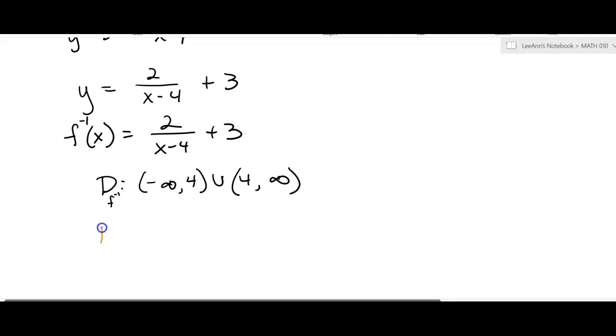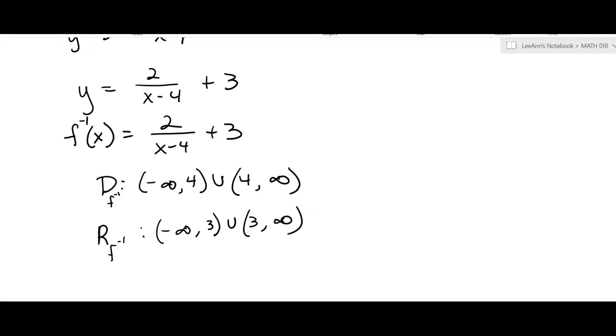And then you can figure out the range for the inverse because it's going to be the domain of f. So the range, oops, I wanted to switch to the other color. The range of f inverse is going to be the domain from the function, which was negative infinity to 3 union 3 to infinity. So remember, the domain of the function is the range of the inverse, and the range of the function is the domain of the inverse. There, I said it.